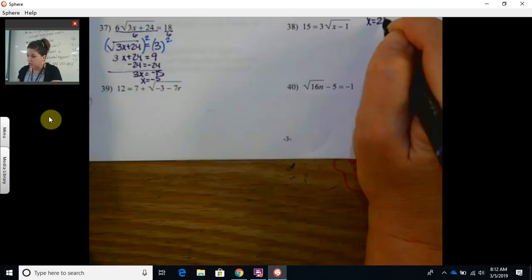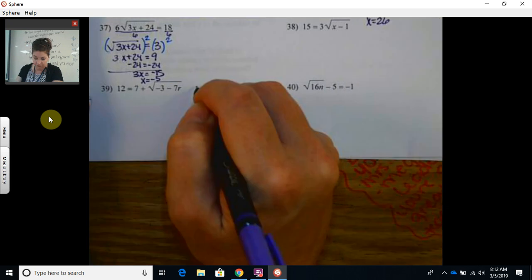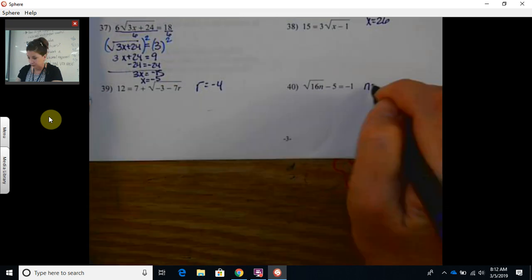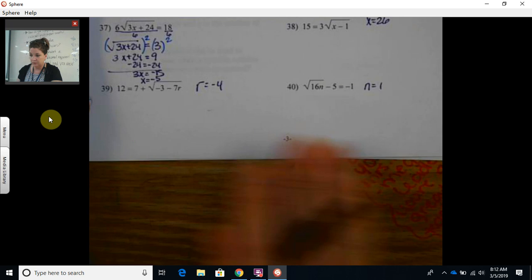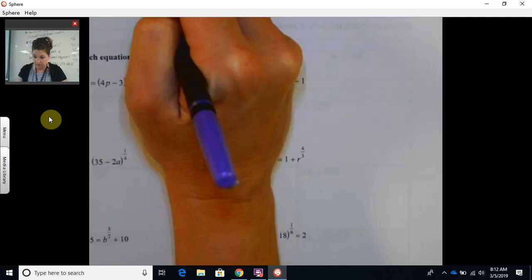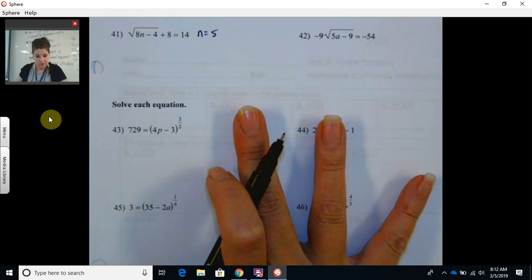Obviously, you have to show me your work. The answer to 39 is negative 4. The answer to 40 is 1. 41 and 42. The answer to 41 is n equals 5. The answer to 42 is a equals 9.